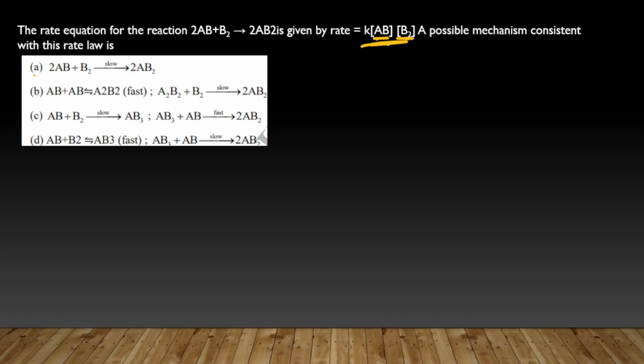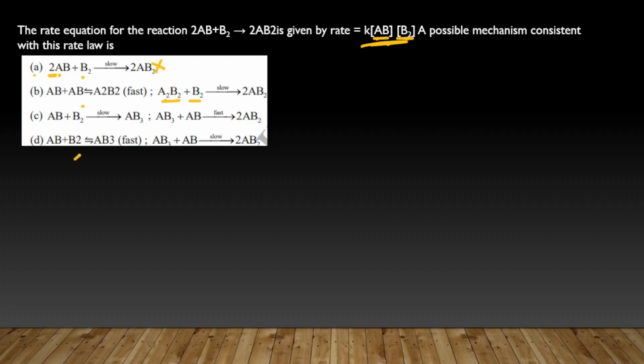Here option A says AB and B2 are involved. The reaction is following the slow rate, but here the stoichiometry 2 is present in front of the AB, so this is not the correct one. Next, in option B, the slow rate is dependent on the A2 and the B2 terms, but this A2 you can find from this equilibrium expression. So AB square something you will be getting. So that 2 is not involved. Here only the AB is raised to the power of 1 only. So this is also not the correct one.